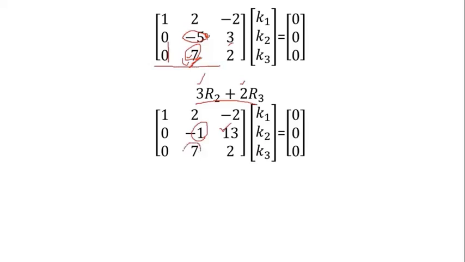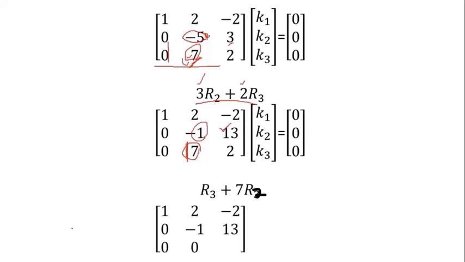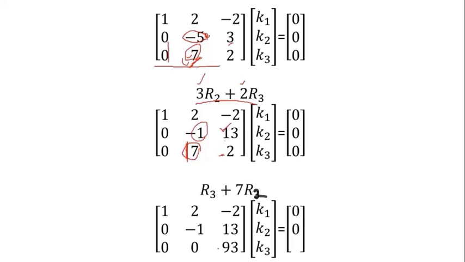And now we'll try to convert this 7 into 0 by using the transformation R3 plus 7 times R2. We know that 7 minus 7 is 0. So we'll get: 1, 2, minus 2, first row is the same, second row is the same, only the third will change: 0, 0, 93, because 7 minus 7 is 0, and here 2 plus 91 is 93. And the right hand side k1, k2, k3 and 0, 0, 0 are the same. Now we got the upper triangular matrix, so these three elements are 0 now.